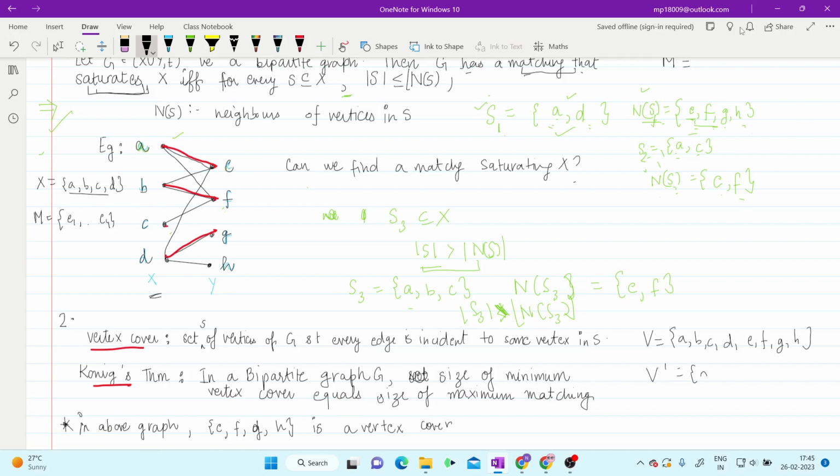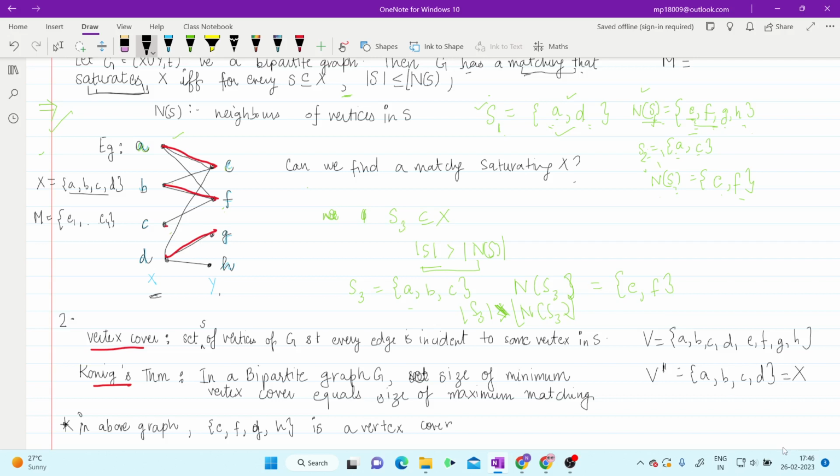Suppose I take my V prime to be A, B, C, D, which is just X. Is it a vertex cover? Yes, ma'am. So in a bipartite graph, with the bipartition sets X and Y, they will always form a vertex cover, because all the edges in a bipartite graph have one endpoint in X and one endpoint in Y. Therefore, X and Y both will form a vertex cover.